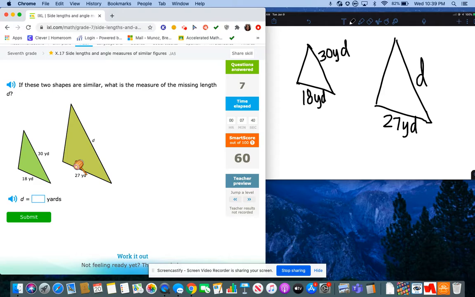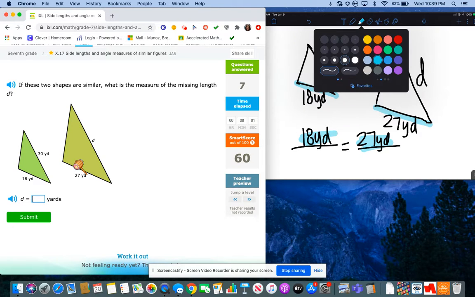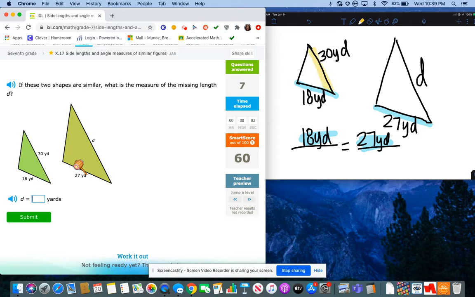And so I set up a proportion, right? I'm going to write, okay, I'm going to say 18 yards is corresponding to 27 yards, right? And then I'm going to say 30 is corresponding to D. So 30 yards are corresponding to D.